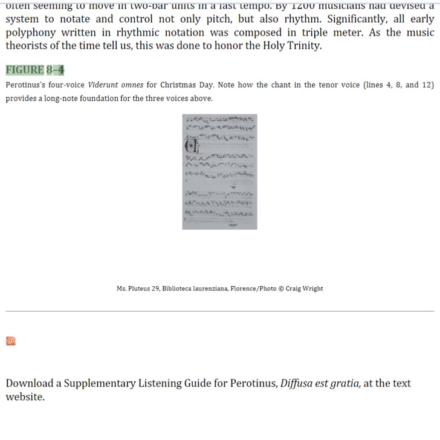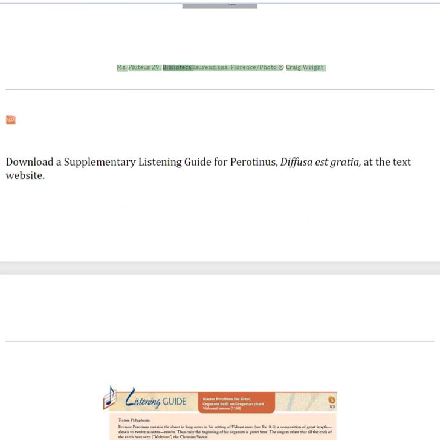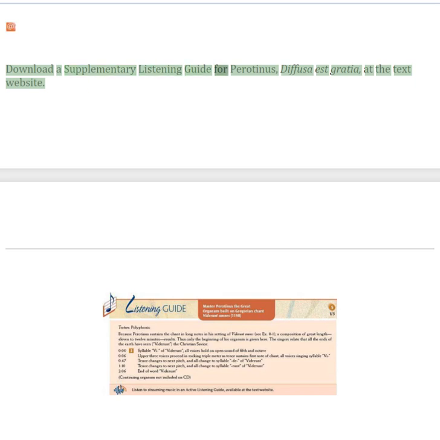Figure 8.4. Perotinus's 4-voice Viderunt Omnes for Christmas Day. Note how the chant in the tenor voice provides a long note foundation for the 3 voices above. Download a supplementary listening guide for Perotinus, Diffusa est Gratia, at the text website.